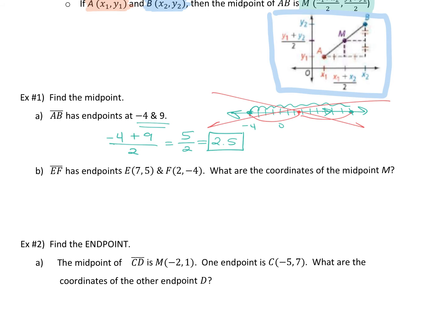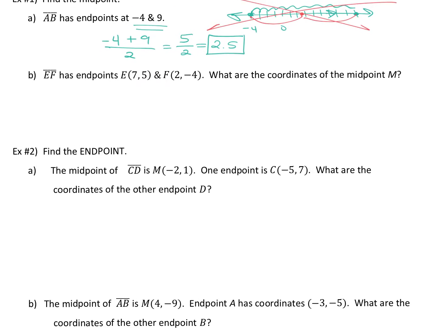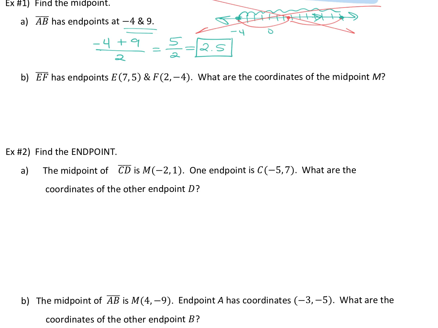Now, like I said, you don't have to do that part of it, but if you're a visual person and you want to check it that way, that's fine, but you definitely don't need to. Okay, so those I would say are the easy ones, where it's just add them together, divide by 2. Where they get a little bit fancier is now they give you 2 endpoints. So it says EF has endpoints of E and F. What are the coordinates of the midpoint?